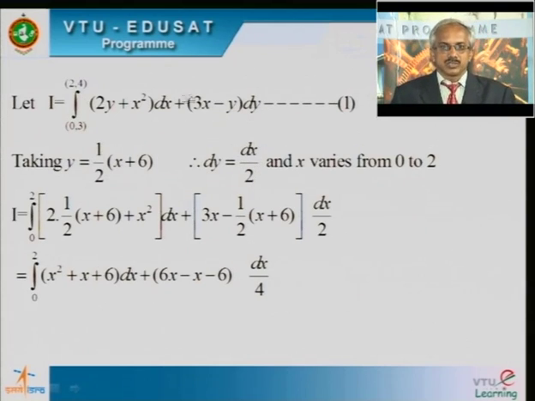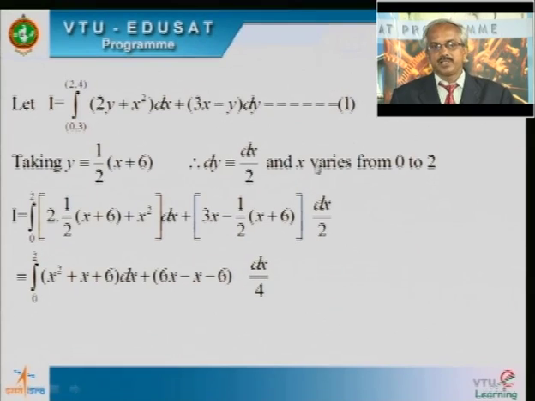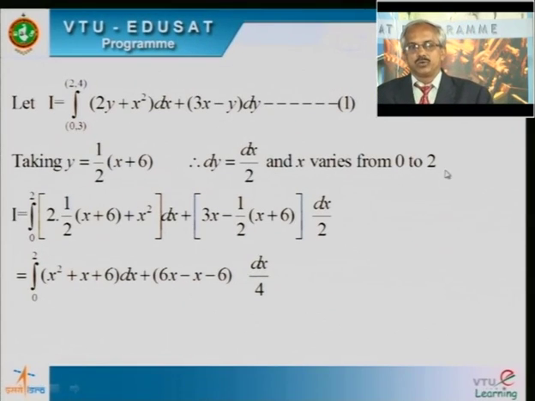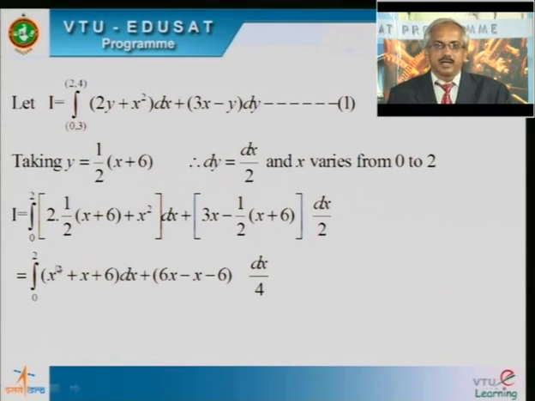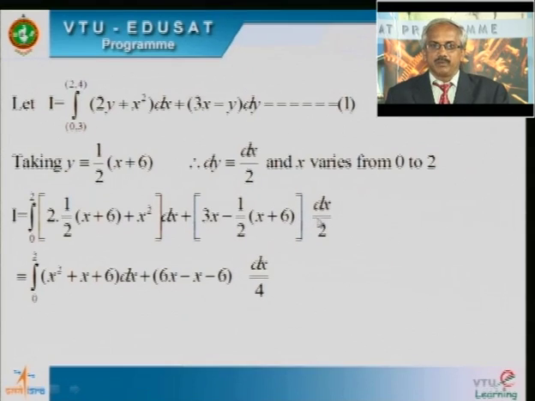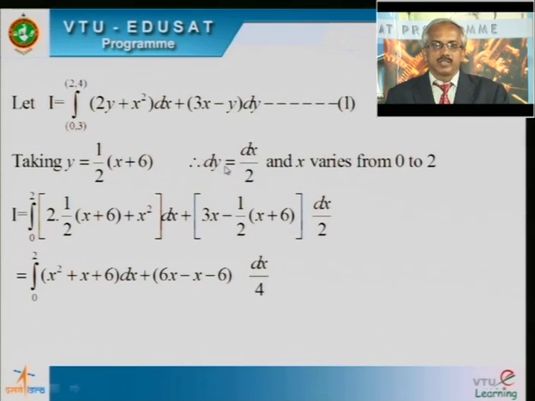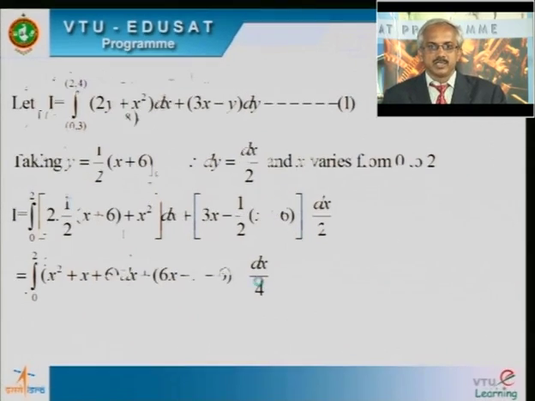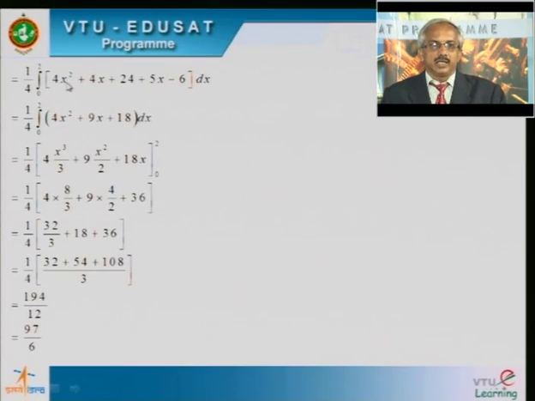Substitute in this, so the integrand is a function of x, and x varies from 0 to 2. By replacing y with 1 by 2 x plus 3, I get this term, and after simplification I get this term. Then totally this is a function of x and constants, therefore we integrate with a normal integration.